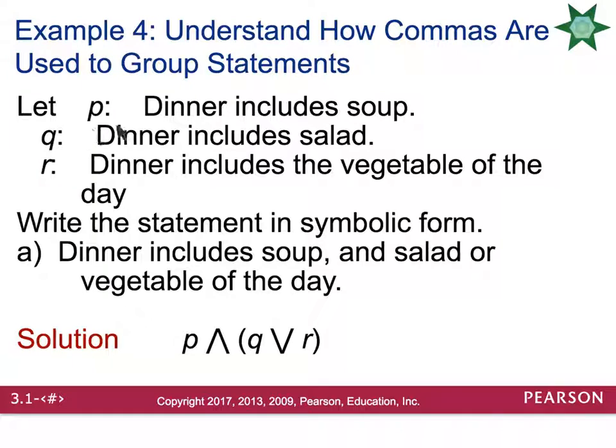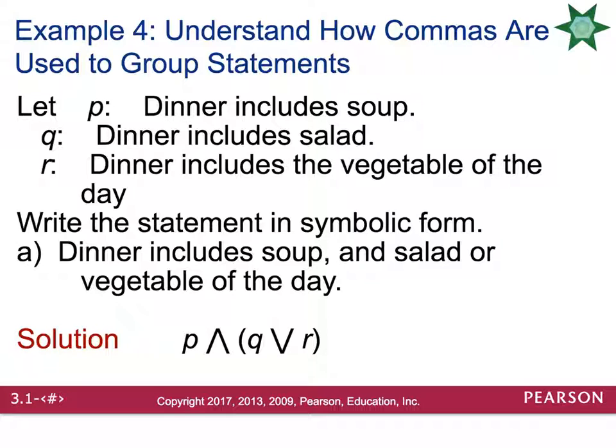Okay, so here's an example. Let's say P represents dinner includes soup, Q represents dinner includes salad, and R would be dinner includes the vegetable of the day. So we're giving three different additional things for each statement. Let's write the following in symbolic form. Dinner includes soup and, salad or vegetable of the day.